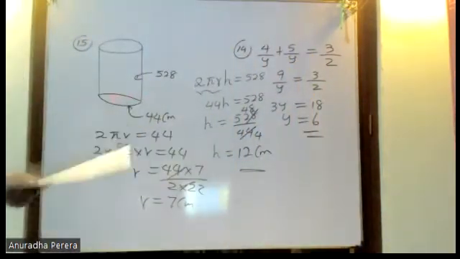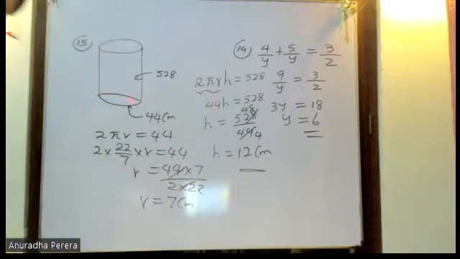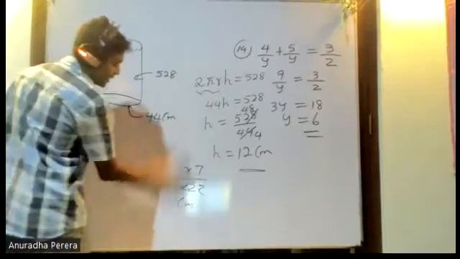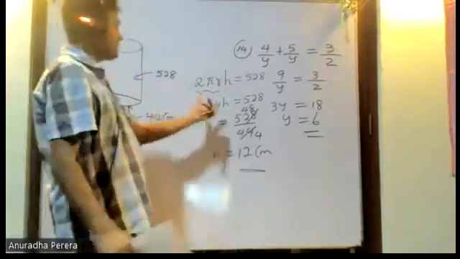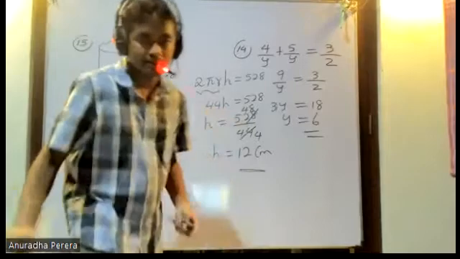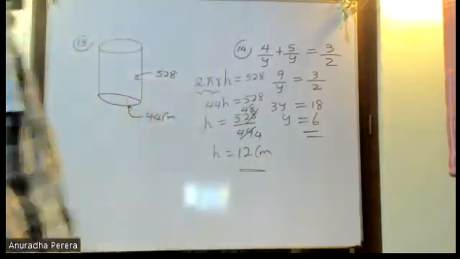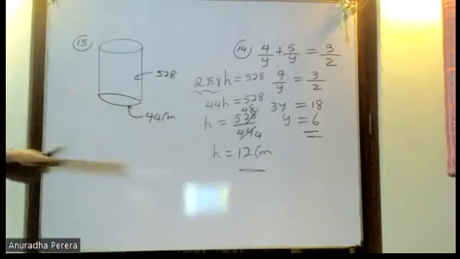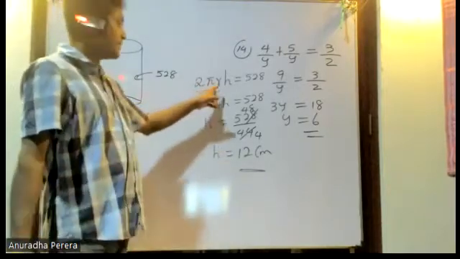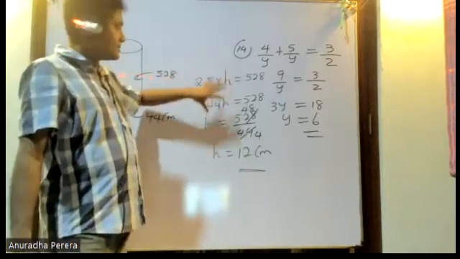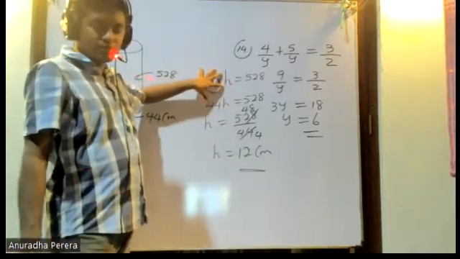Height 12. Finding r is not needed, son. Not need to use this directly. You can see that 2 pi r is 44. Then h can be determined. Yes. Not need to find r. But if you find r, that is no problem either. After finding r, then you can substitute pi and determine h. The more suitable way is to directly substitute 44 for this 2 pi r.